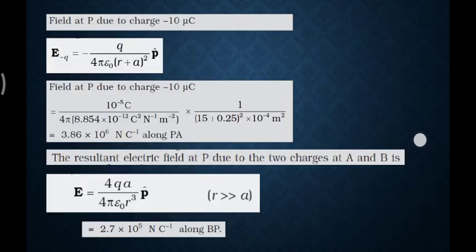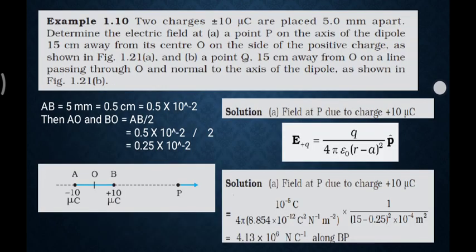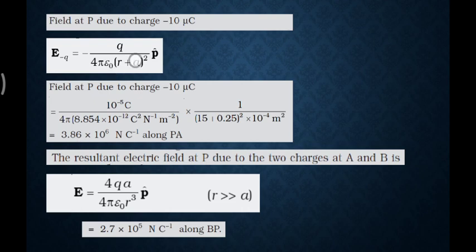Okay, now we will focus on the field at P due to the presence of that minus 10 microcoulomb charge. So this is what we have. Going by the 9 part, you will get E = minus Q over 4 pi epsilon 0 times R plus A, because R is the distance from the center, and the distance from A to P is R plus A. So the total distance is (R plus A) squared.